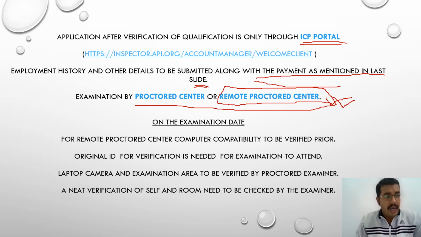Remote proctor center: what happened after COVID, in order to avoid gatherings, they allowed you to take the exam from your convenient place. Convenient place means your office or your personal house, you can give your exam. But the checking and the verification are the same. Like at the proctor center, if you go for the exam, they will ask you to show all around. They will check your pockets and everything.